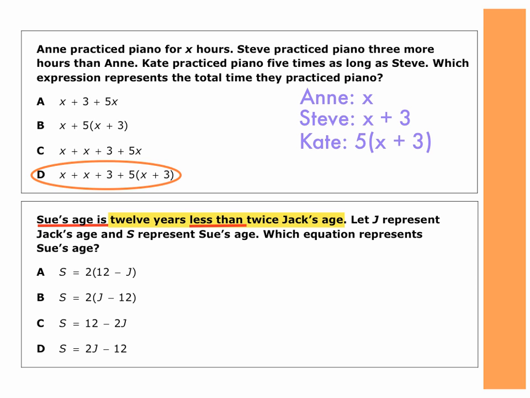This is the one where we have to remember that the order flips. It's less than, which means we're going to be subtracting. Because it says 12 years less than twice Jack's age, we're going to have to do twice Jack's age minus 12 years. So 2J minus 12 would be equal to Sue's age, which is D.